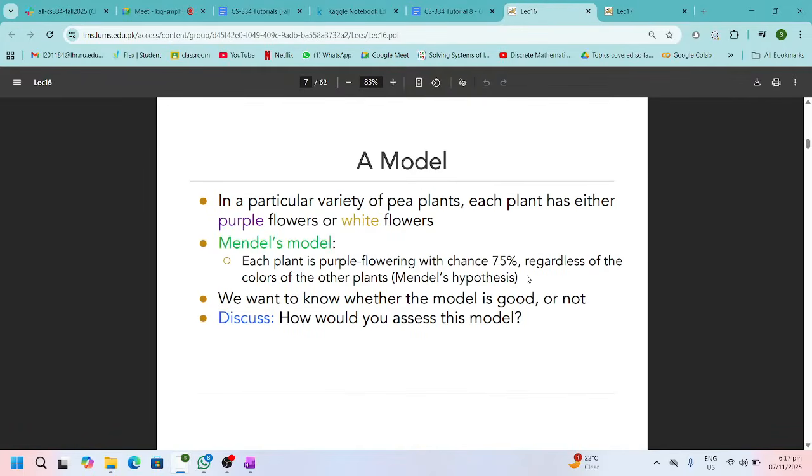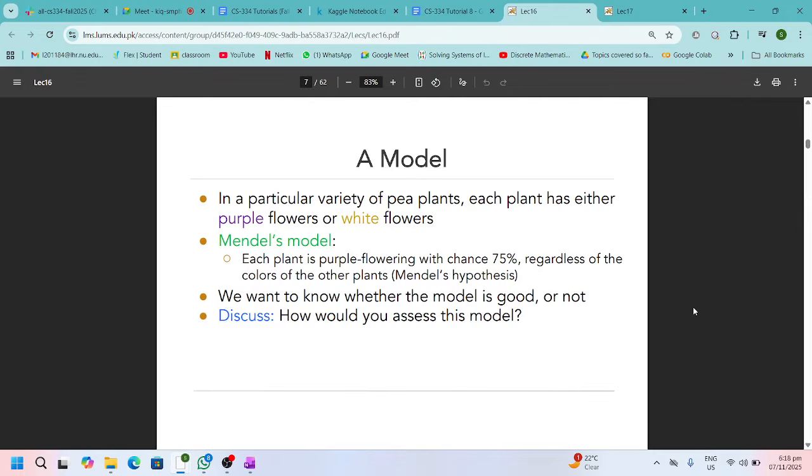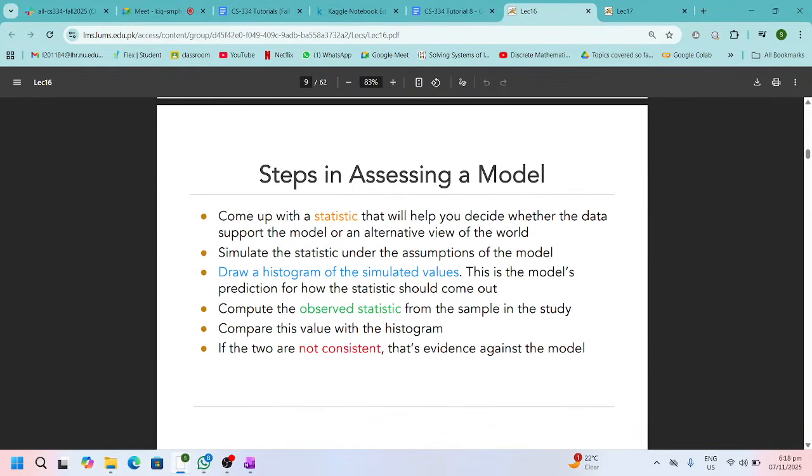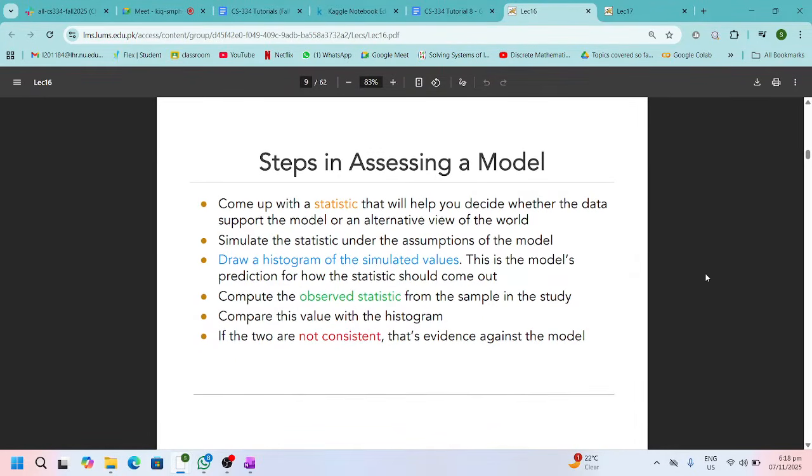Each plant is purple flowering with a chance of 75%, regardless of the colors of the other plants. And now we want to assess his model. We want to run a statistical test. So I will give you a recap of the important steps in assessing a model. You should know how this works. First of all, you come up with a statistic that helps you decide whether your data is supporting the model or an alternative view of the world.